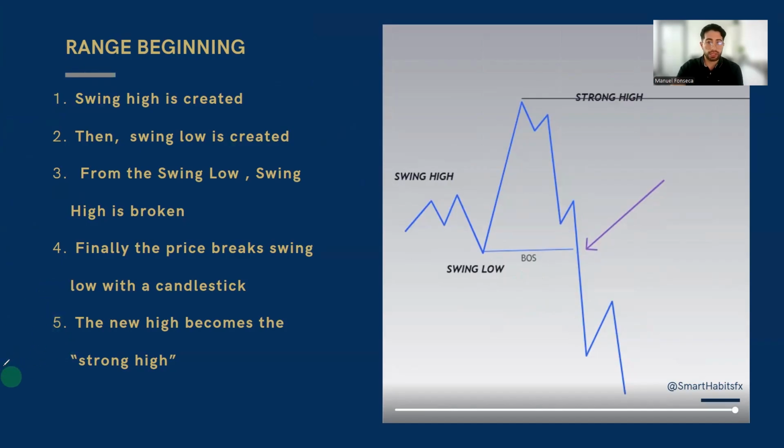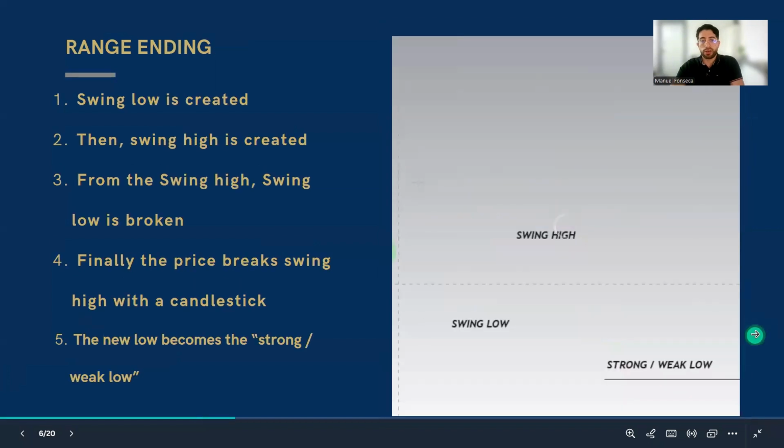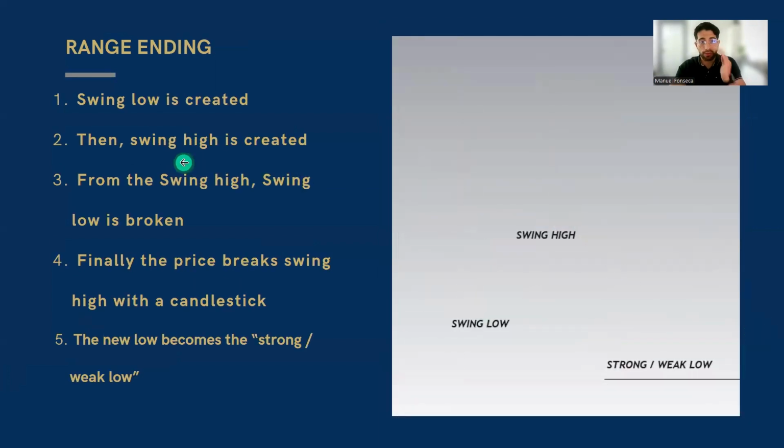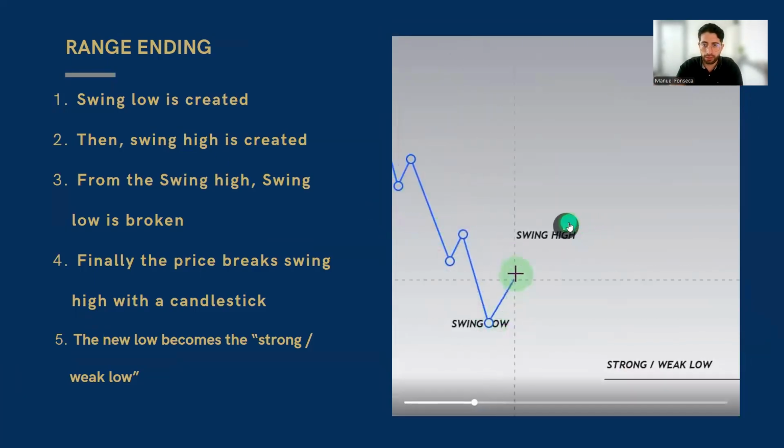Now that we understand this, we can move to the next. This is an example of a range ending. Now we have the start and now we have the ending. Endings are practically the same. In this case, because we're in a bearish example, this is what happened first. First, the swing low is created, correct? Then the swing high is created as well. Perfect.